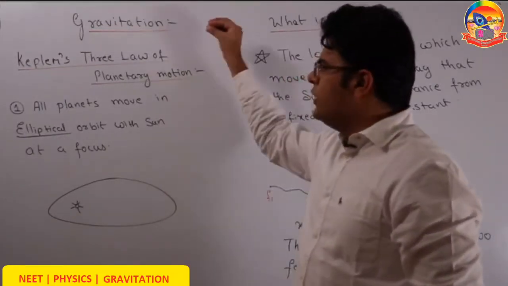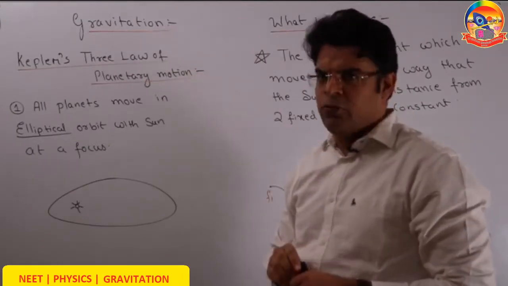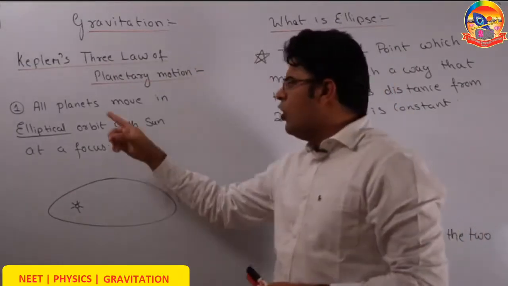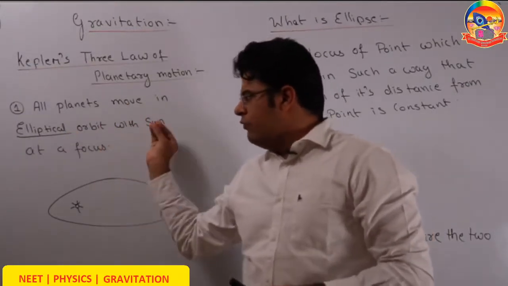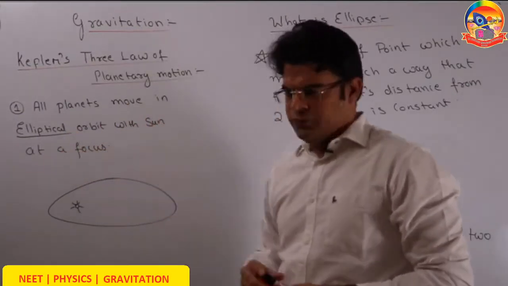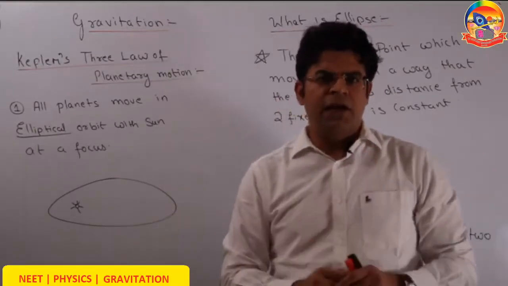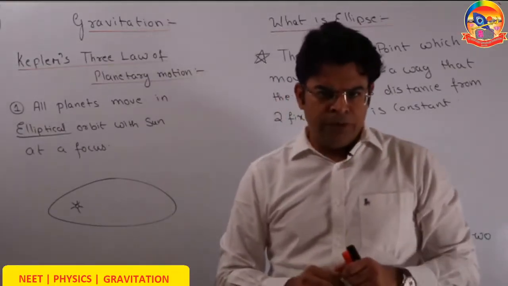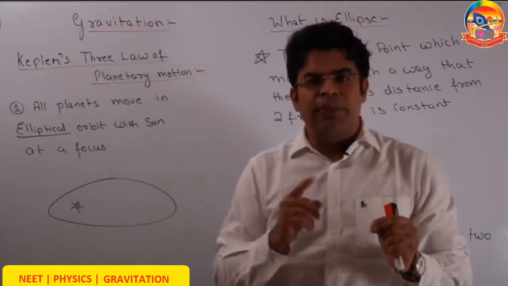First of all, in gravitation we will learn about Kepler's 3 laws of planetary motion. The first law: all planets move in elliptical orbits about the sun, with the sun at a focus. Before Kepler gave this law, people believed that planets move in circular orbits. Kepler specified that the planets must be moving in an elliptical orbit.